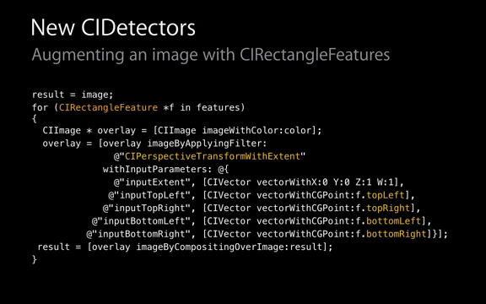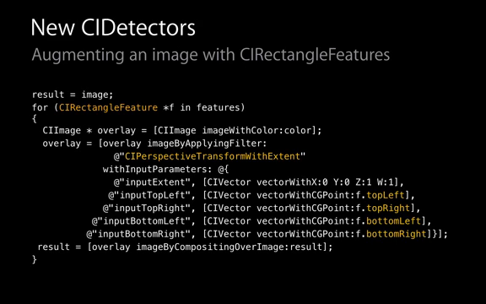So again, we're looping over all the features in the image. We're creating a CI image with color, which is infinite. But we're going to take that infinite color image and run it through the CI perspective transform with extent filter. And that filter does two things.